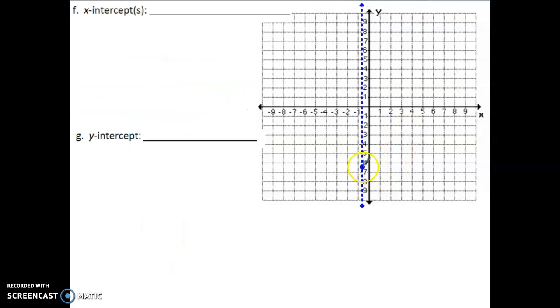So far we have a vertex and we have the axis of symmetry, but we need more points on the graph before we can connect the dots to make the parabola. So let's find our x-intercepts.